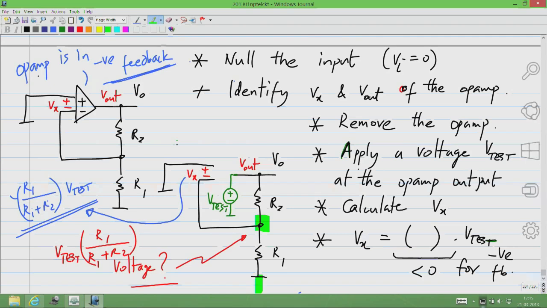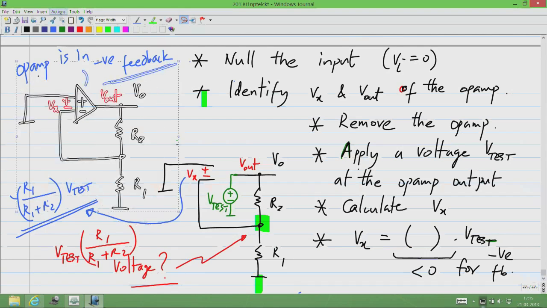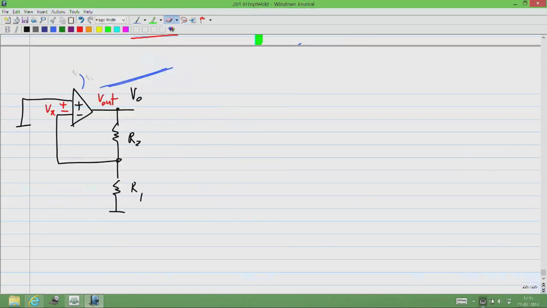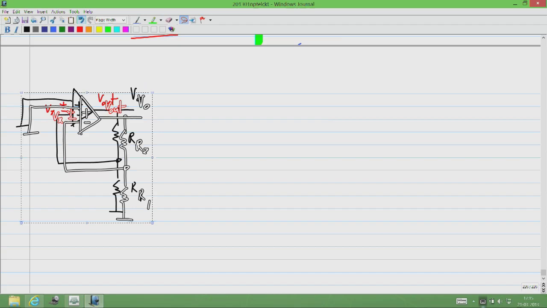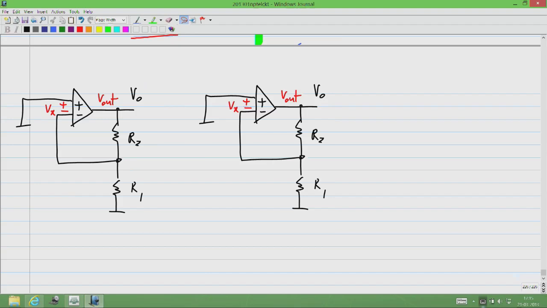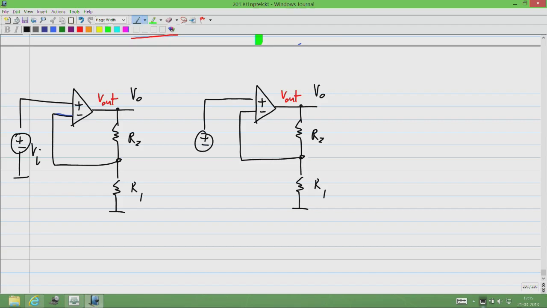Now the reason this is important is the following. Let me copy over the circuit again. Let me put the input back here. Now in the second case, let me make the lower one plus and the upper one minus.